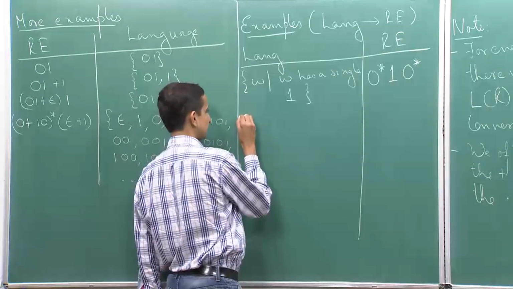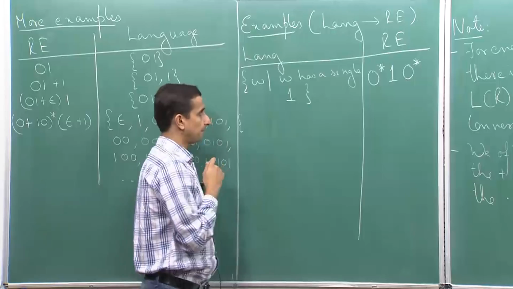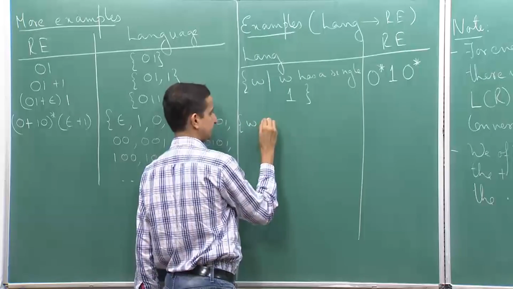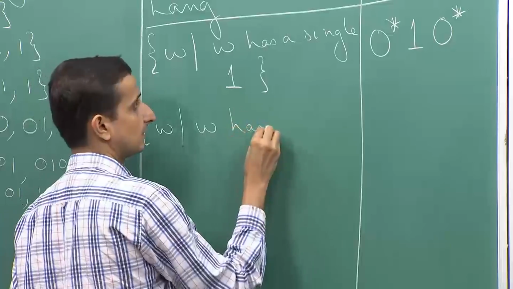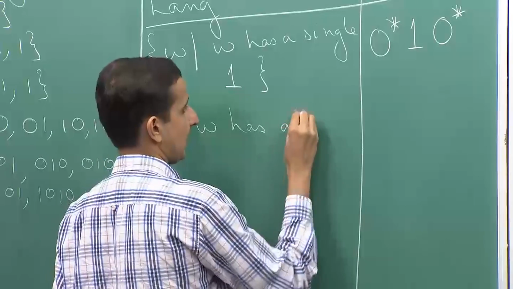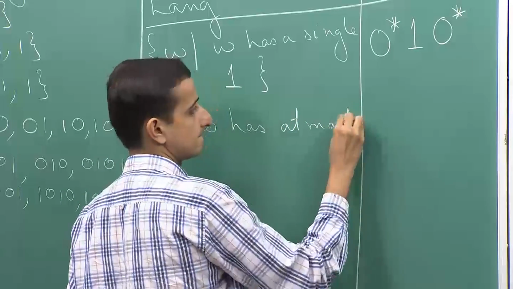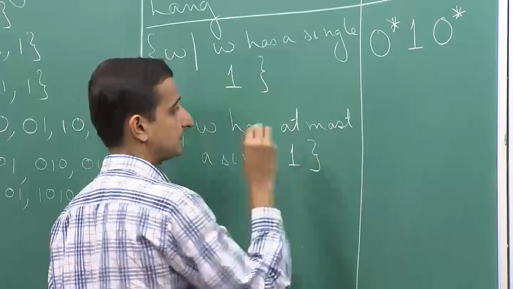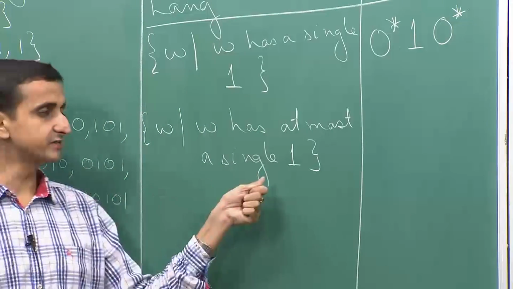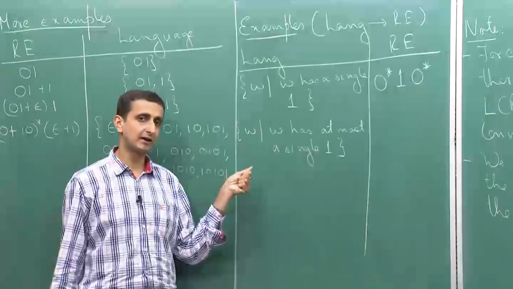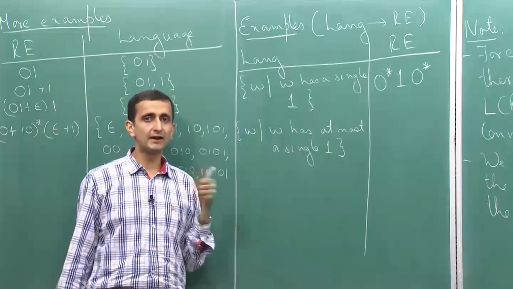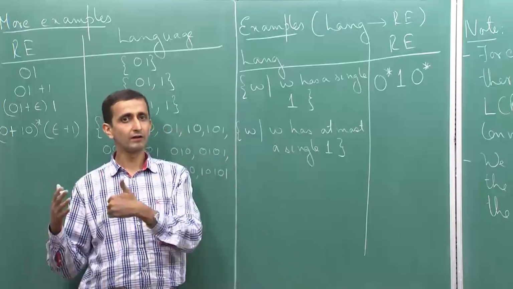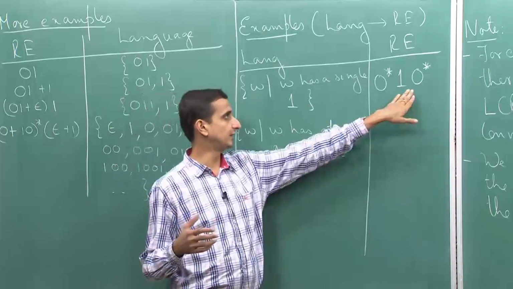The next is, suppose we look at a generalized version of this language, or a slightly general version. W has at most a single 1. So, all those strings which have at most a single 1. What does that mean? That W can have either no ones or it has a single 1. If it has no ones, it basically means it is just a string of zeros, or it has a single 1, in which case we know that this is the regular expression.